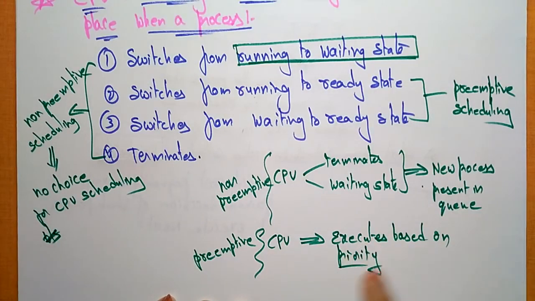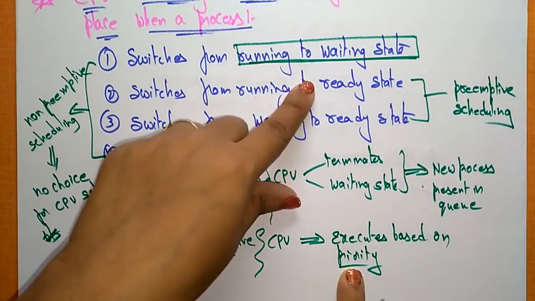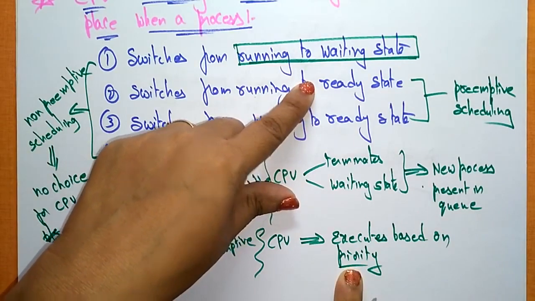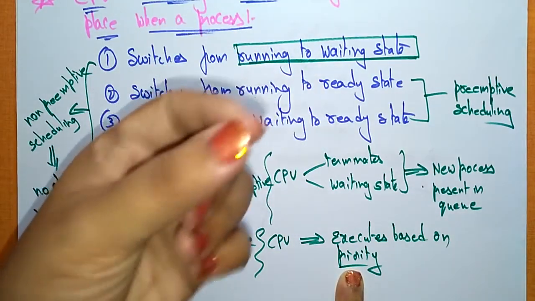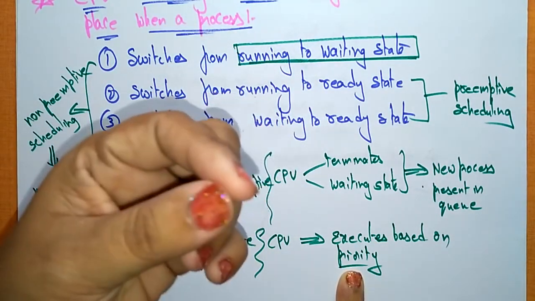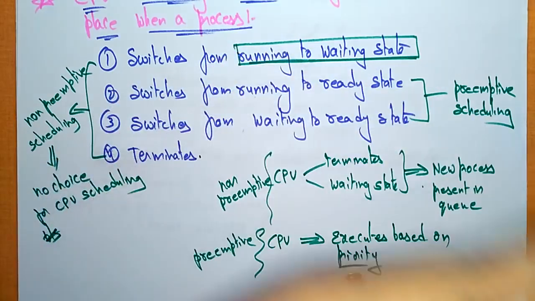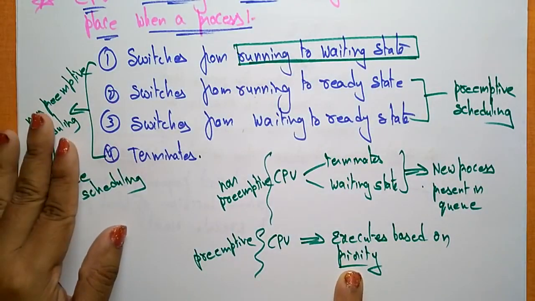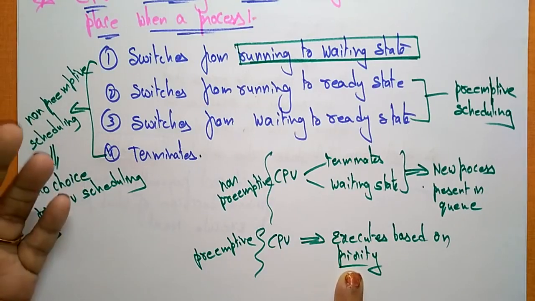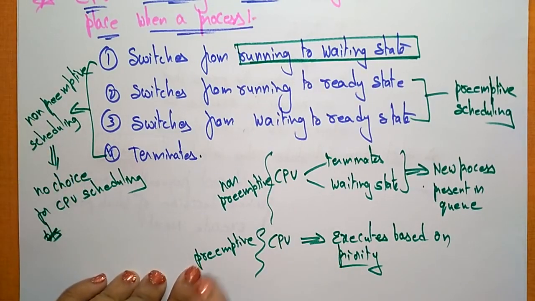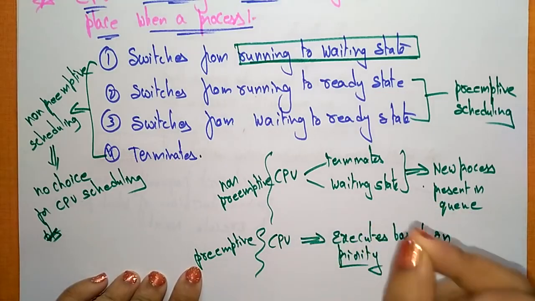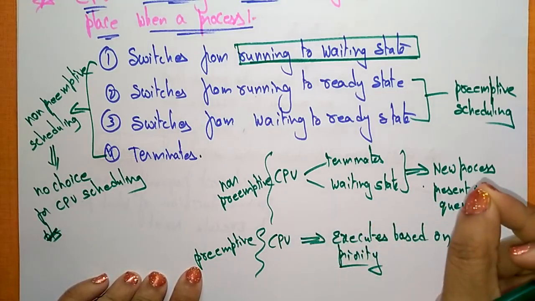So it executes based on the priority. Even though it is executing one instruction, while another is in ready state, it will stop that process and take the priority request and execute that priority instruction or process. So that you call preemptive. Preemptive means the processor has a choice, it can take the priority process.